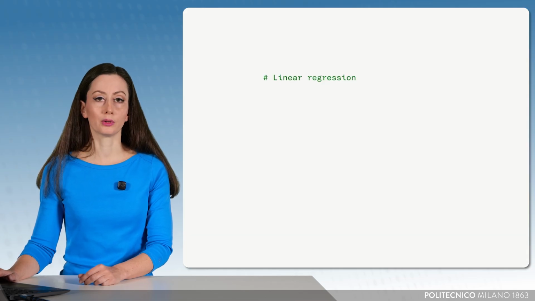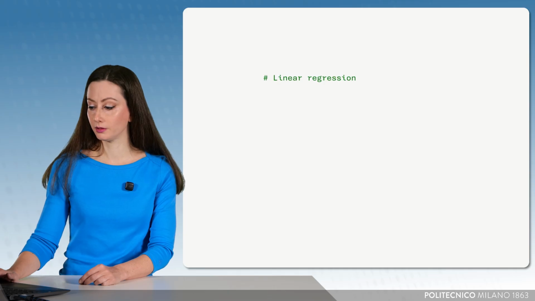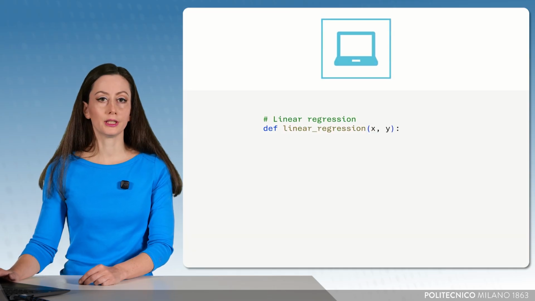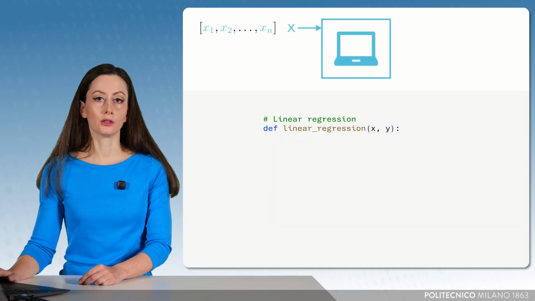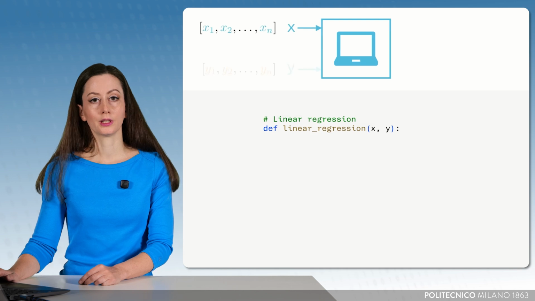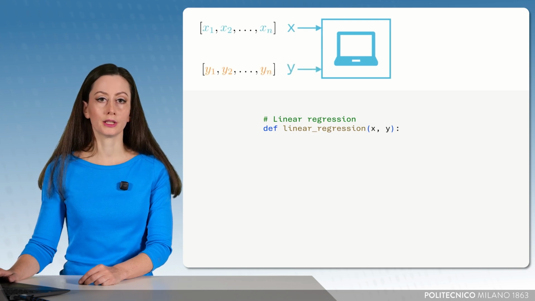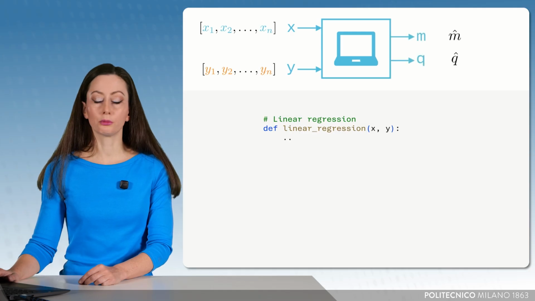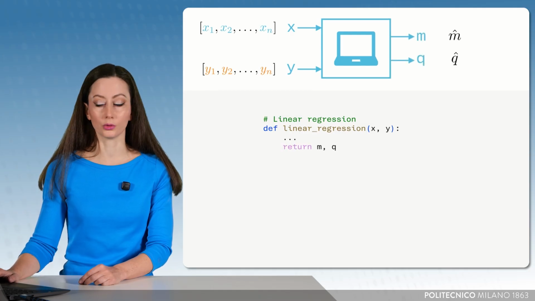Now we are ready to implement linear regression. We are going to write a function that takes as inputs the data points organized into arrays. The first one, called x, contains the x coordinates of the points, and the second, named y, contains the corresponding y coordinates. This function will return the coefficients of the regression line, namely m and q.